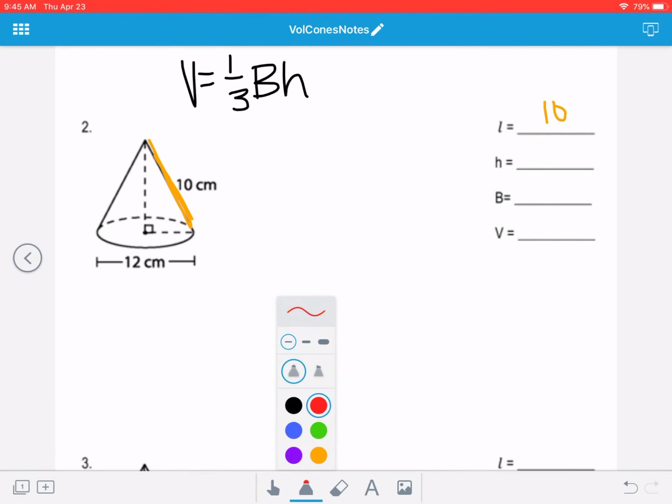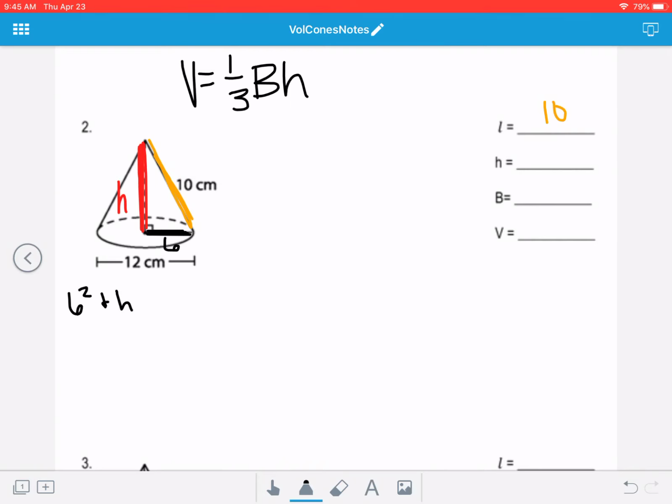The next one down, h, the height. I'm highlighting it in red. We do not know that yet. R, the radius here, halfway across, would be 6 since the diameter is 12. So we're going to need to use the Pythagorean Theorem once again to find the height.